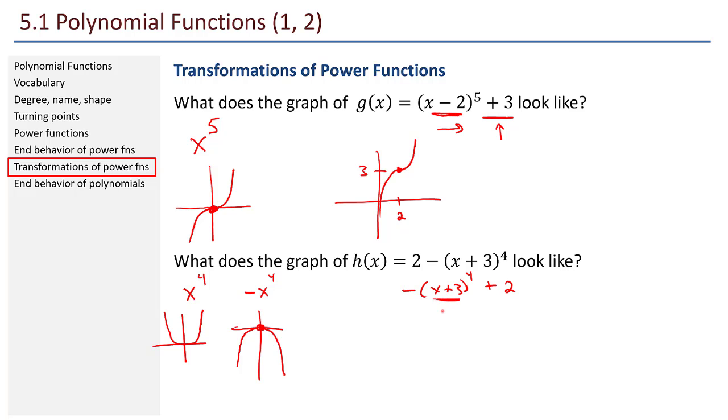Now the plus 3 on the inside means I want to shift it left by 3, and the plus 2 means shift up 2. All right, so I'm going to take this picture of negative x to the 4. I'll shift it left 3 and up 2. So I think I'll get a graph that looks something like this. Let's see if that's right.